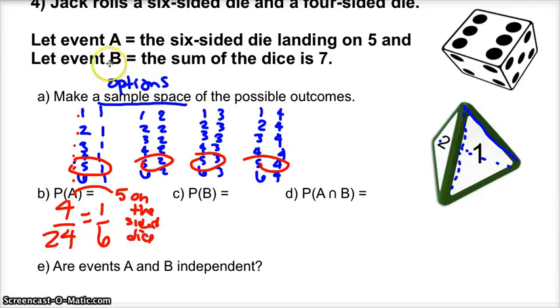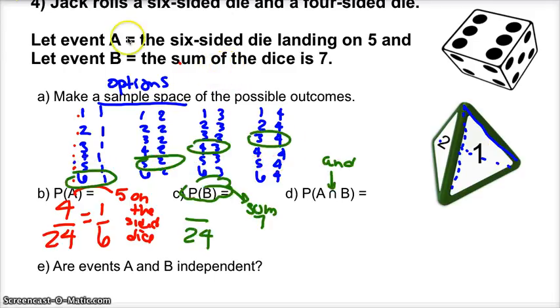Event B, it says let event B equal the sum of the dice is 7. So the number of ways that the dice could sum to 7 are what are circled here in green: 6 and 1, 5 and 2, 4 and 3, and 3 and 4. These should be the only ways that you can make 7 by adding. There are 24 total options, as mentioned in finding the probability of event A. So we have 4 out of 24 again. So 1/6.